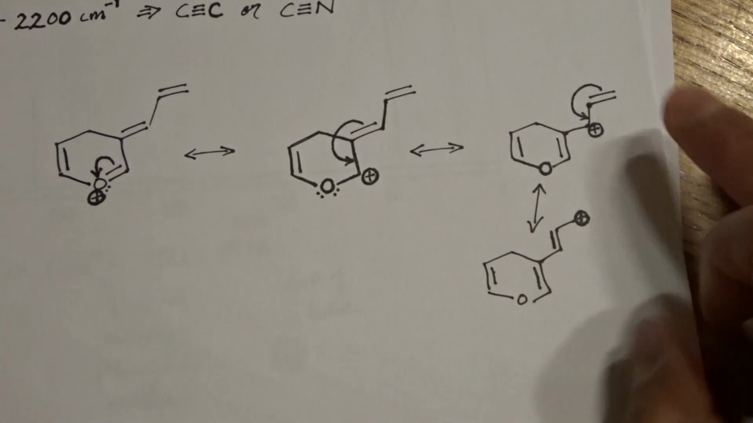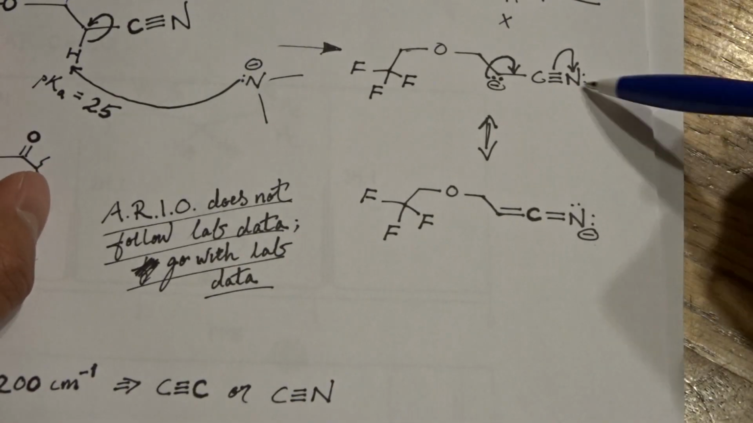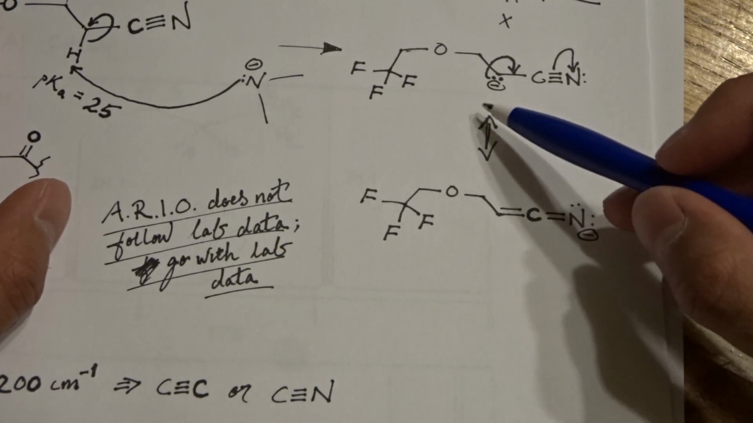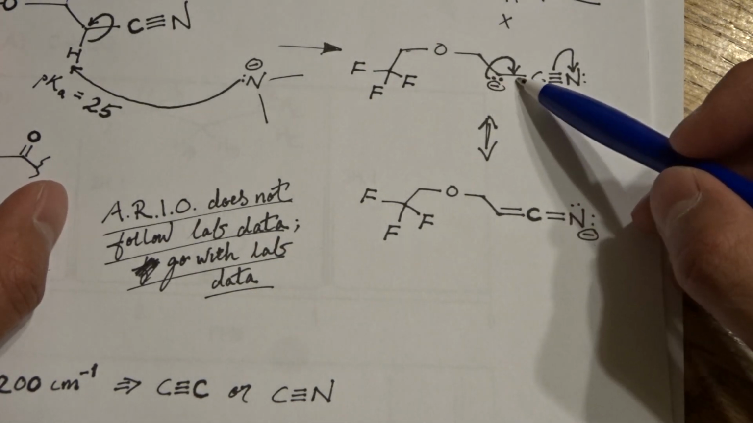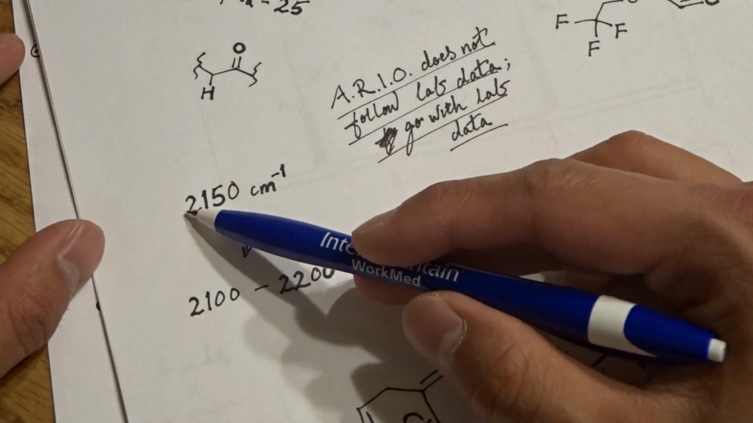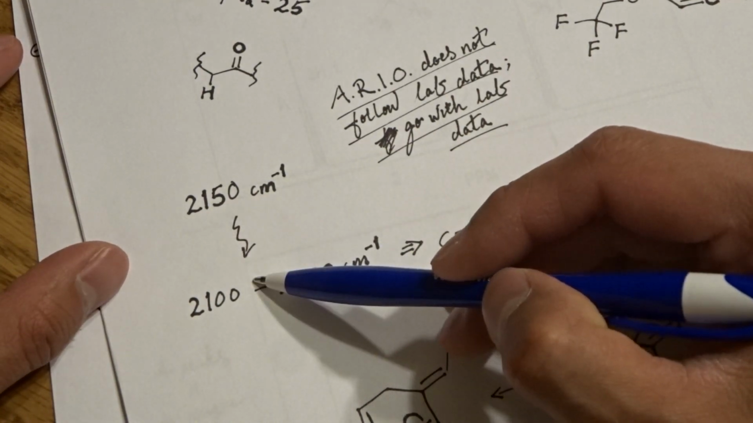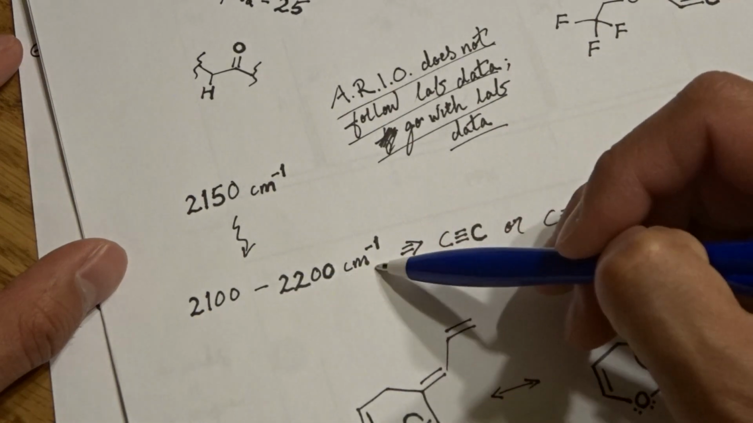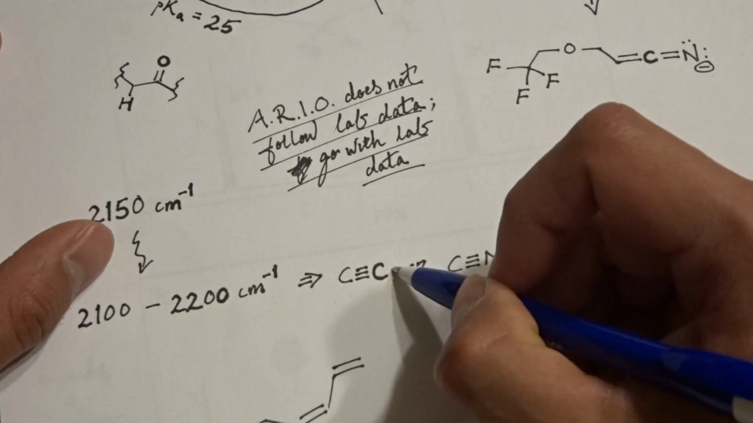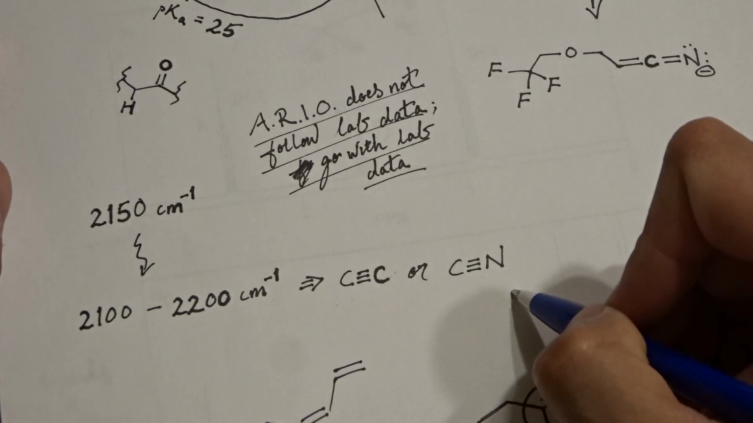Okay, now this is important. Which nucleophile to use? Okay, you can attack it using the lone pairs on this nitrogen, or you can attack it using the lone pairs on the carbon. This is where the IR data comes into play. I said I saw a peak at 2150. Okay, now this is between 2100 to 2200, which corresponds to the peak for a C triple bond C of an alkyne, or the C triple bond N of a nitrile.